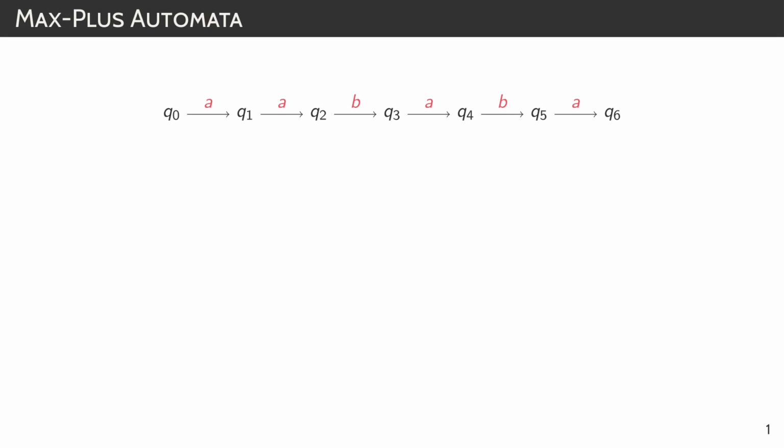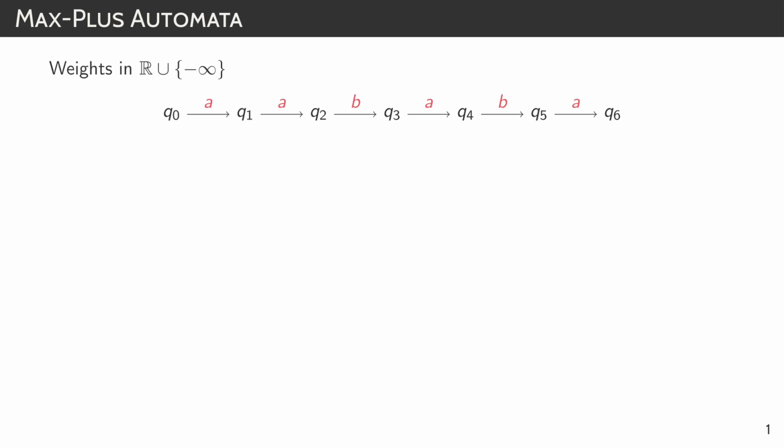Every run of a finite automaton starts in some initial state. With every letter of the word, we go from one state to the next, and in the end, we hopefully arrive at a final state and accept our word. For a max plus automaton, all we do is we add weights. Weights from the real numbers all the way to minus infinity. We add one weight to every transition, and we add an initial and a final weight to every state.